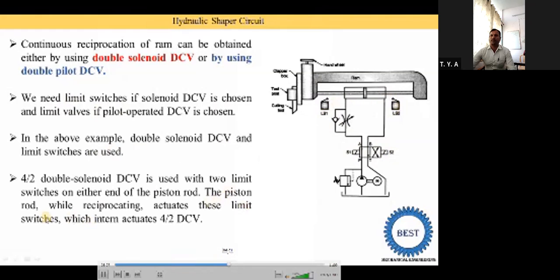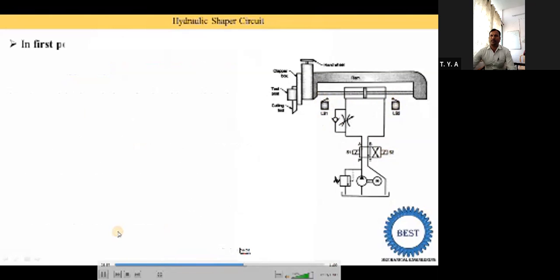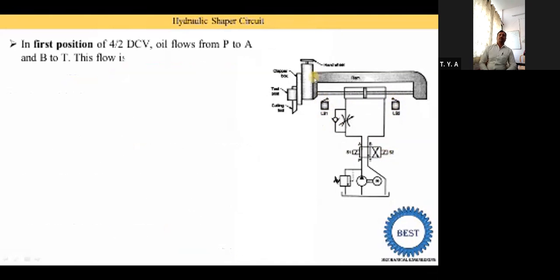The piston rod, while reciprocating, actuates the switches, okay. And actuate means operate. So the piston rod is in the first position. This diagram is given for the first position. In the first position, oil flows from P to A and B to T. Here you see that the P port is connected with the A port, and the B port is connected with the T port.